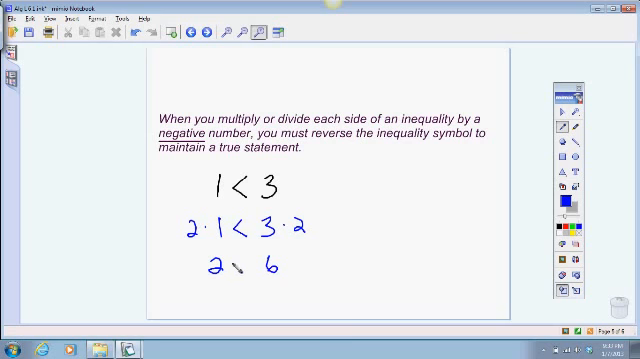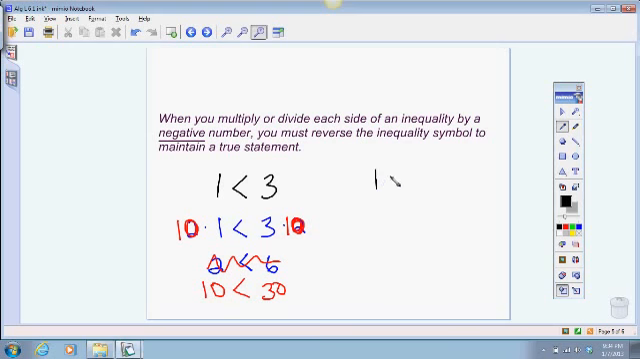Does our inequality hold? Is 2 less than 6? Sure. If you decided not to use a 2 and you decided to multiply by 10, whatever you do to one side, you do to the other, and you'd get 10 times 1, which is 10, and 3 times 10, which is 30, and oh look, we can bring our inequality straight down. 10 is still less than 30. So our inequality holds when we multiply by a positive number.